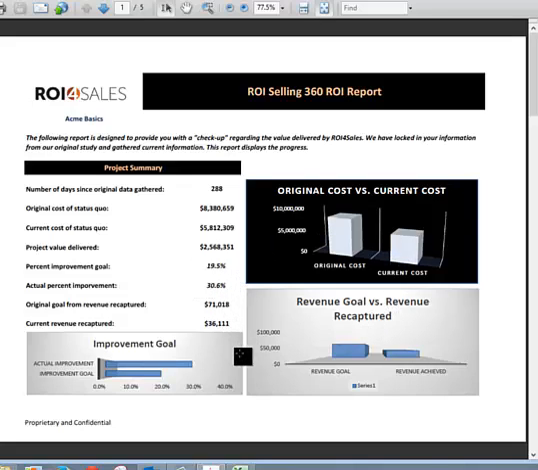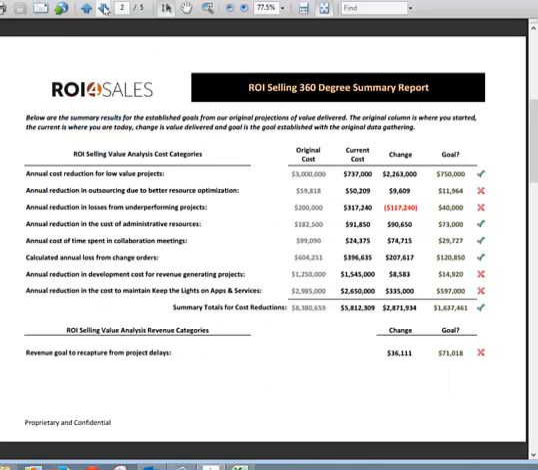And again, graphically, you can see pretty much the same information. We just break it out into graphs as well. The second page of the report is my favorite. It's a report card. It says, here are the areas that we measured when we met you. We performed the original discovery.